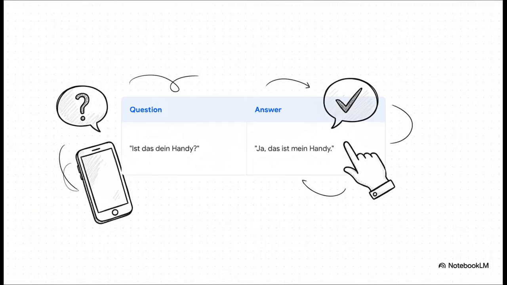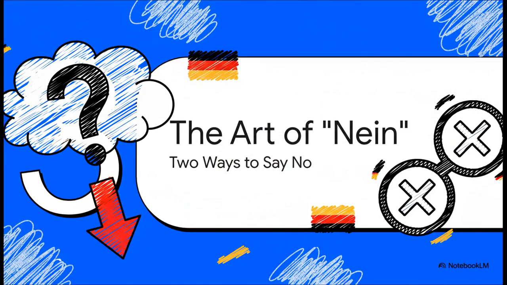Okay, this is going to be the easiest part, I promise. Answering with ja is exactly as simple as it sounds. So if someone asks you, ist das dein Handy? Is that your phone? You just say, ja, das ist mein Handy. See? You're pretty much just confirming what they asked. Super straightforward. But what happens when the answer is no?